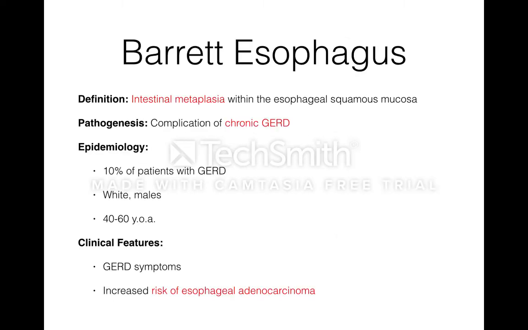So Barrett's esophagus, as we just said, is intestinal metaplasia within the esophageal squamous mucosa, and it's a complication of long-standing GERD. It occurs in 10% of patients with GERD. Typically, it's more common in white males aged 40 to 60 years. So your patient's going to have a history of GERD. Of note, patients with Barrett's are at increased risk of esophageal adenocarcinoma. It follows this progression where you start with GERD, then you get metaplasia, and eventually you'll get dysplasia and adenocarcinoma.